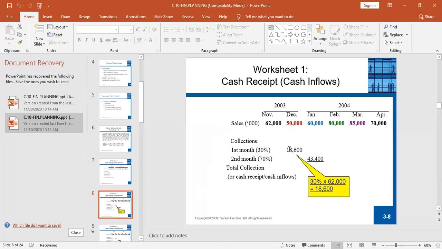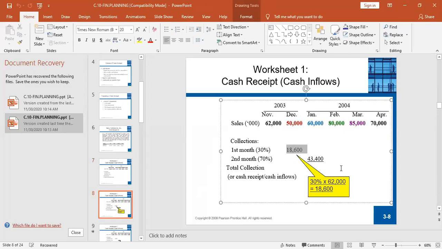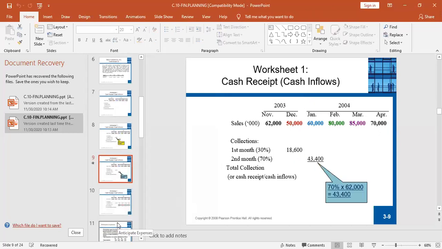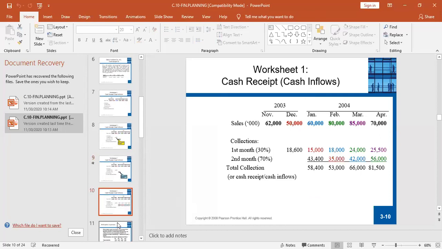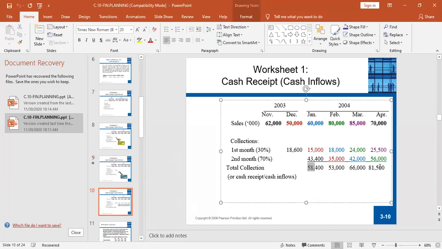30%. So this 18,600 comes from 30% times 62,000. So you will get 18,600, and the remaining will be here. Okay, so I already explained this part. Okay, so the total collection or the total cash receipt for each of the month is this. Okay, so it is the same with what we have calculated in Excel. All right, so done with cash receipt.